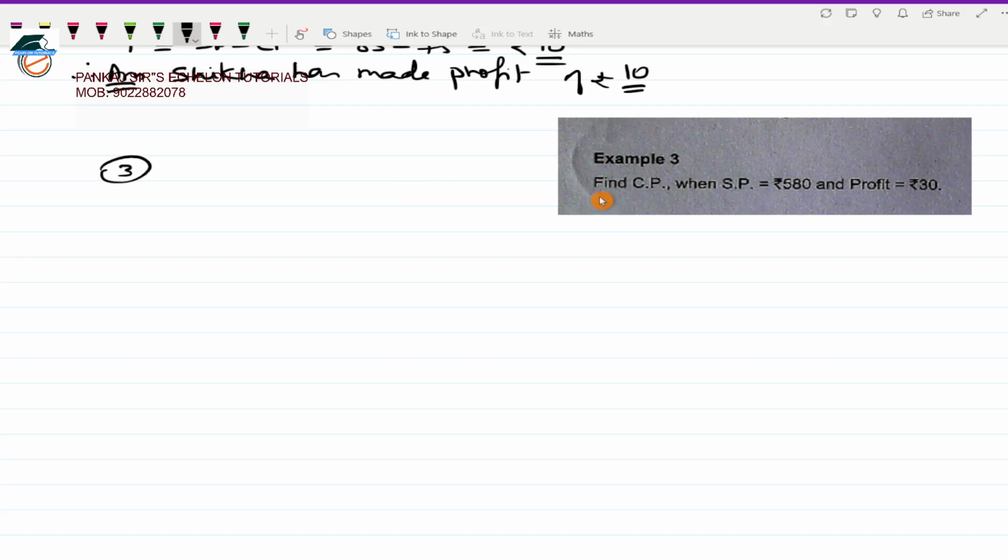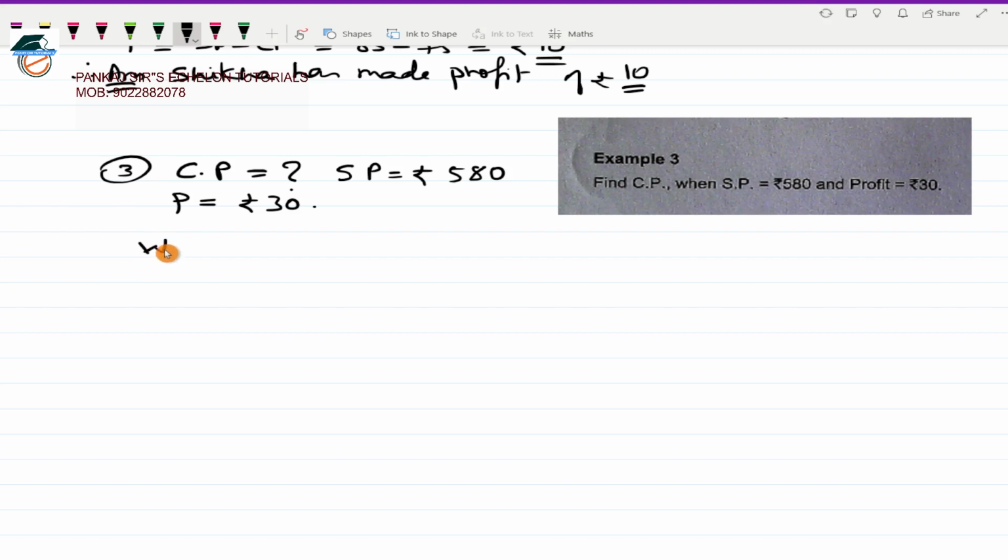It says: find cost price when selling price is rupees 580 and profit is rupees 30. So what is given? You have to find out the cost price. Selling price is equal to rupees 580, that is given, and moreover profit P is given to you as rupees 30. Now what you have to find out is cost price.